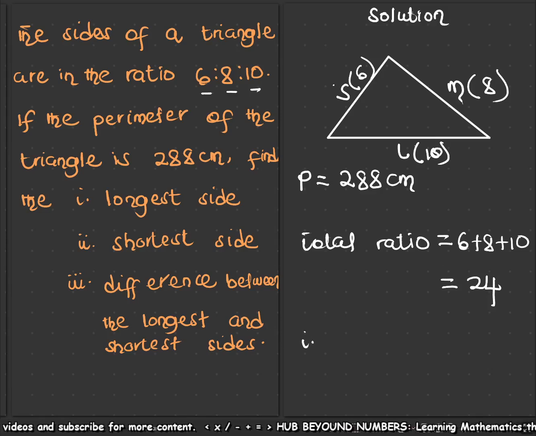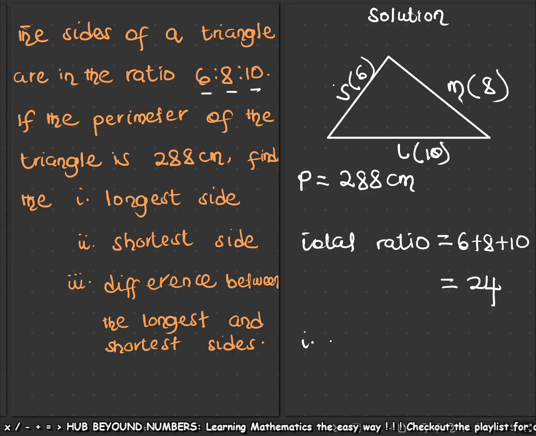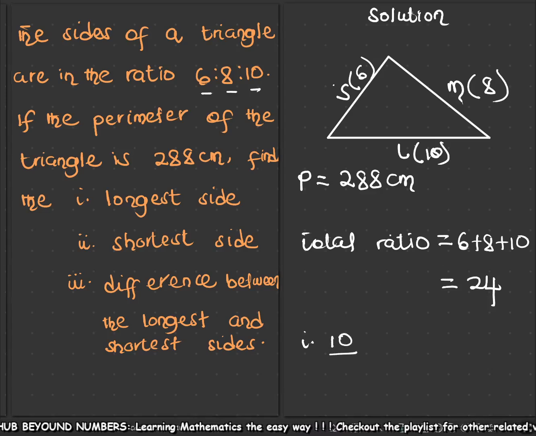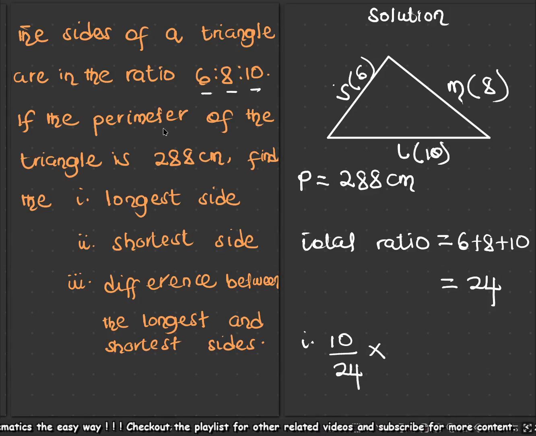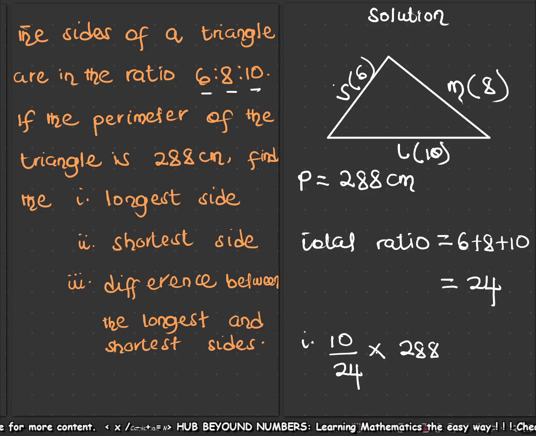So to get the longest side, we are going to take the ratio of the longest side, that is 10, all over our total ratio, which we have solved over here. So 10 over 24 times the total quantity you are measuring, that is our total perimeter, 288 centimeters. You are going to evaluate this, and that is going to give you the measure of the longest side.